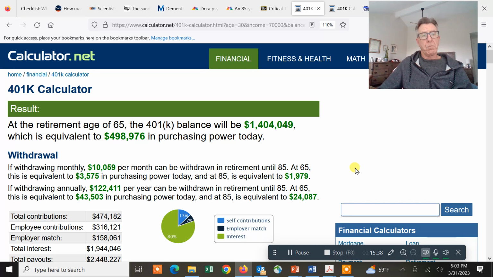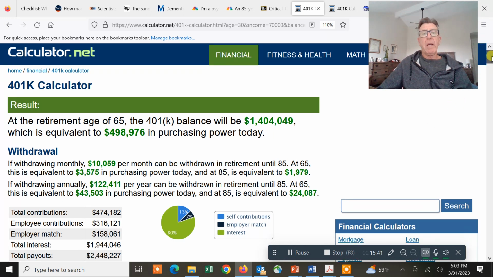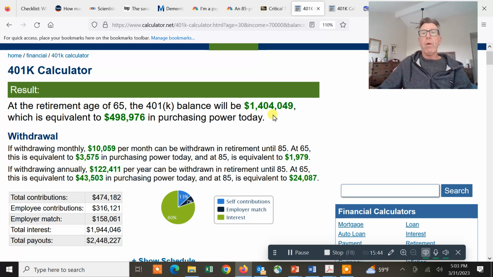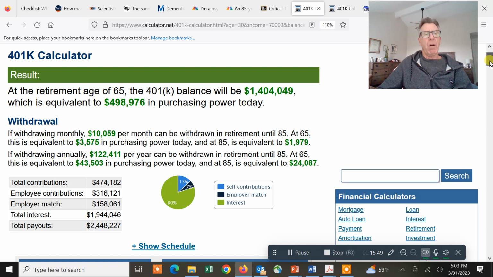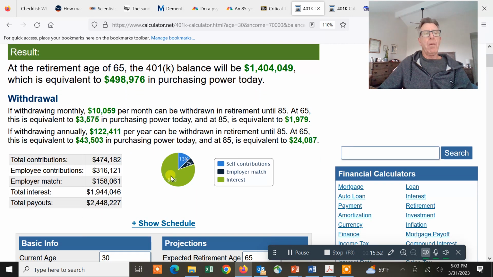So we're looking down over here. When I retire, there will be $1.404 million inside my 401k. How awesome is that? We'll see here that I will put in 316,000. My employer will put in 148,000, so that's a total of 474,000. But again, I've made $1 million in interest, and we see that right here. That's the interest. This is my contribution. This is my employer's contribution. And this is all the interest I made.